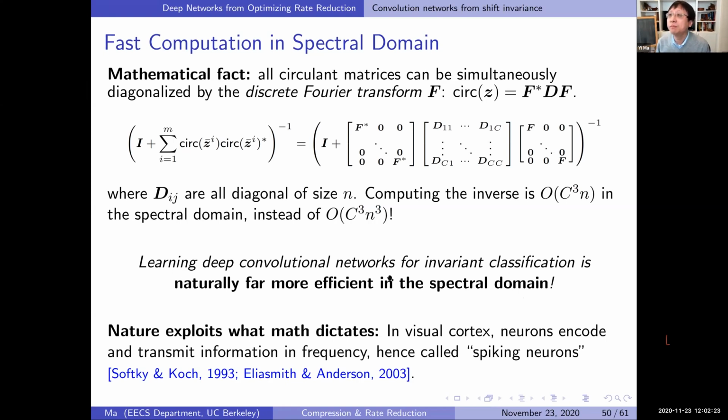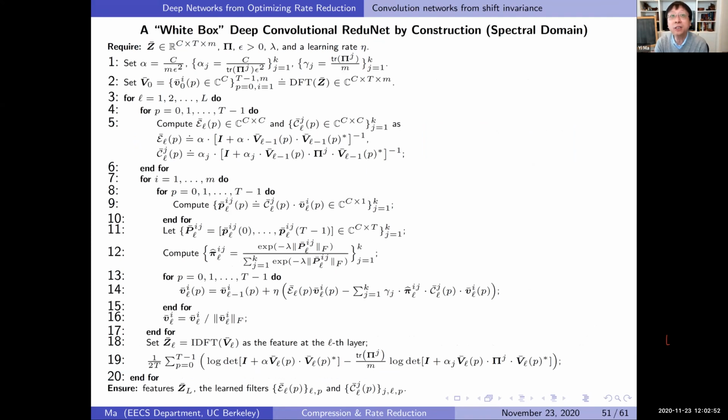So this is the first time you can mathematically prove it's computationally more efficient to construct and learn deep networks in the spectral domain. Surprisingly, or not so surprisingly, in the visual cortex, neurons precisely encode and transmit information in frequency, not in magnitude. That's why they're called spiky neurons. We'll get back to this in a second. Then for the first time, we have a white box. You can write out the whole neural network as an optimization algorithm with every parameter spelled out, and in this frequency domain, everything is in closed form.